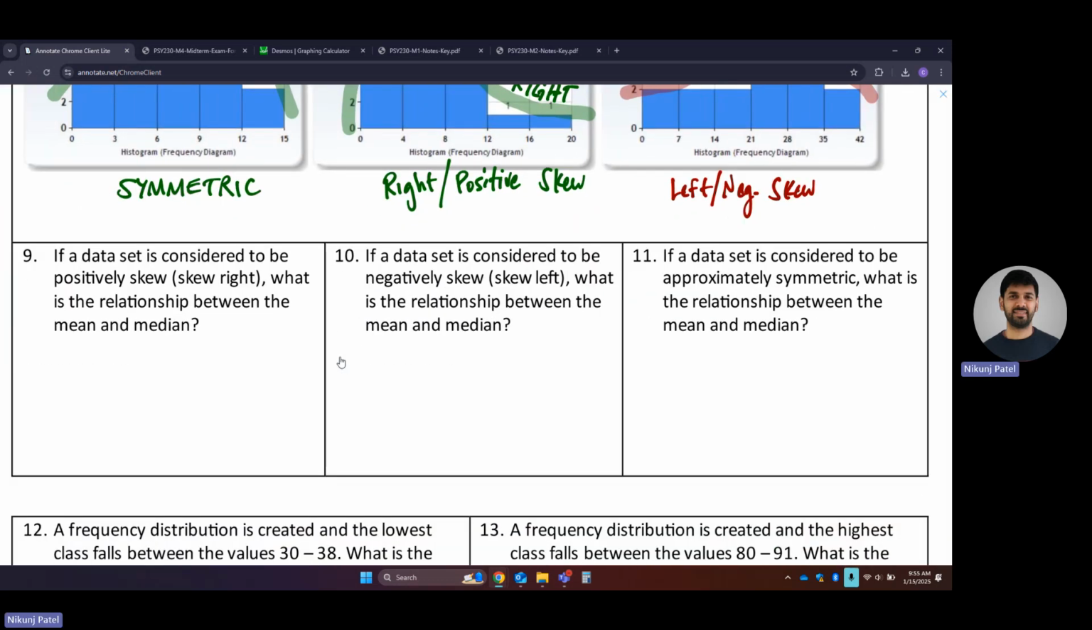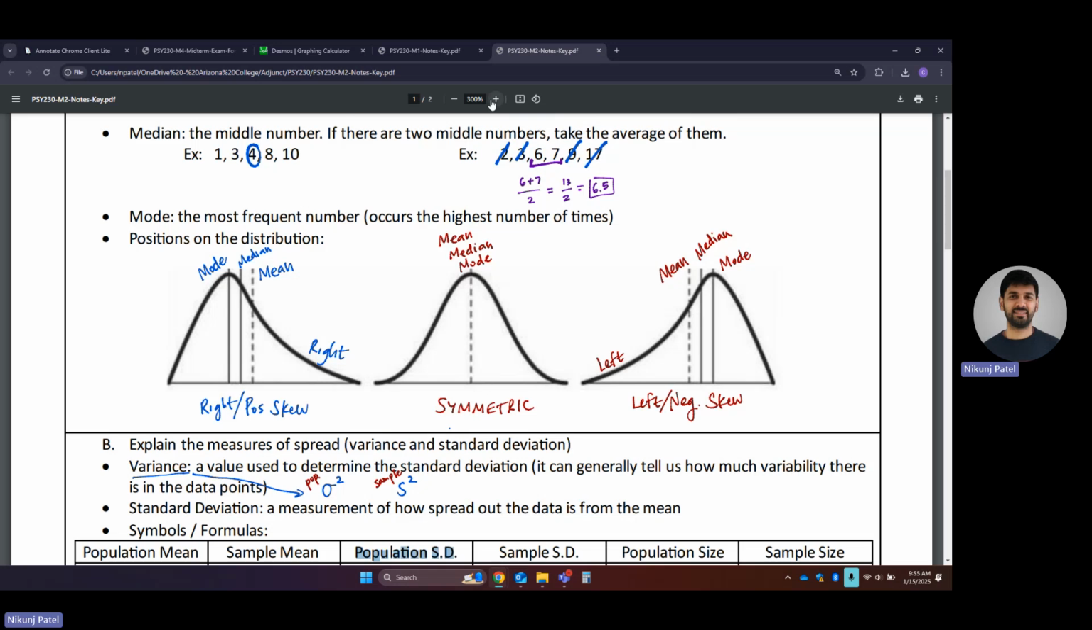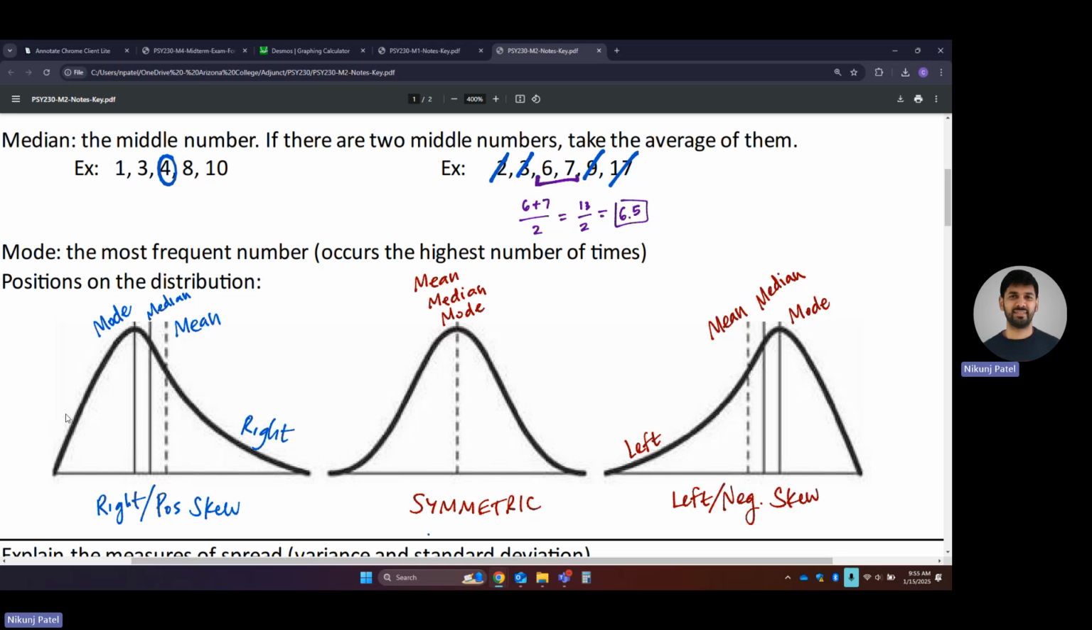Numbers 9 through 11 ask about the mean, median, and the mode, and how those are ordered in different types of skews, whether it be positive, negative, or symmetric. So in each of those, skew right, skew left, or symmetric, the mean, median, and mode are in a specific order. Although we're covering module 1, I talked about this in the module 2 notes. This overlaps between the two, but it falls under module 1 because it still talks about the mean, median, and mode, but in the context of the type of shape that we have in the distribution.